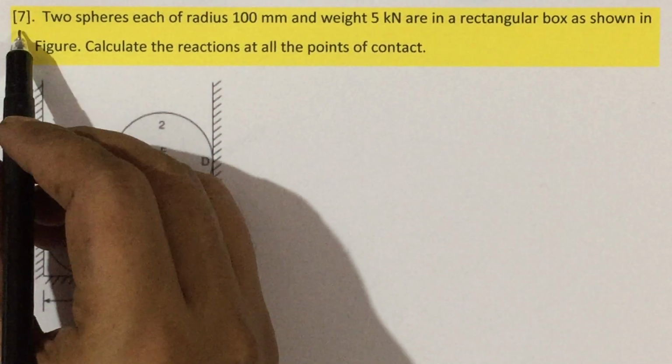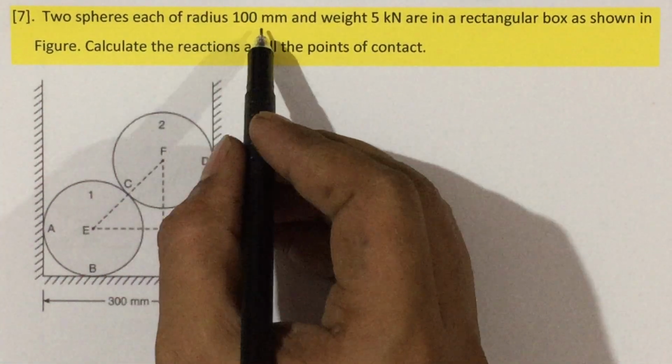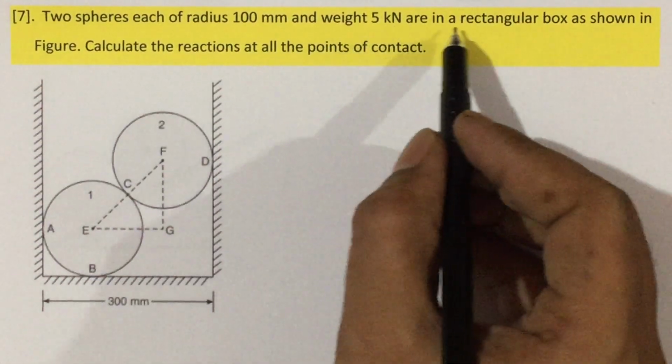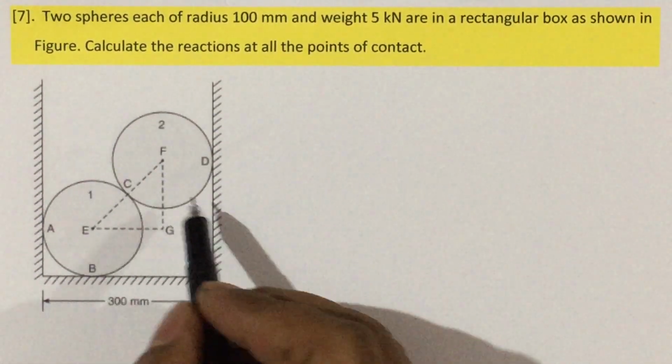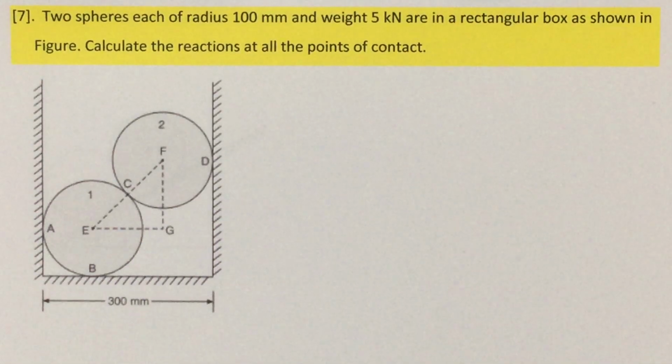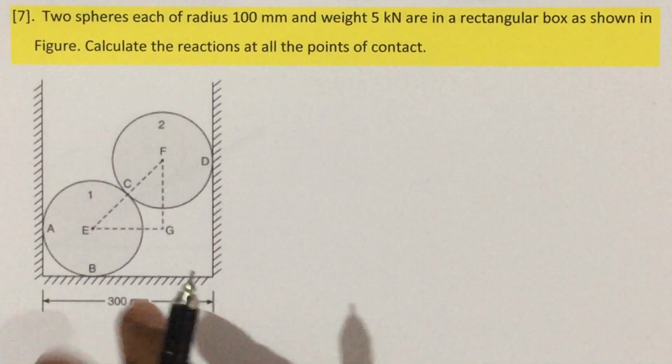Hi, problem number 7. Two spheres, each of radius 100 mm and weight 5 kN, are in a rectangular box as shown in the figure. Calculate the reactions at all the points of contact.